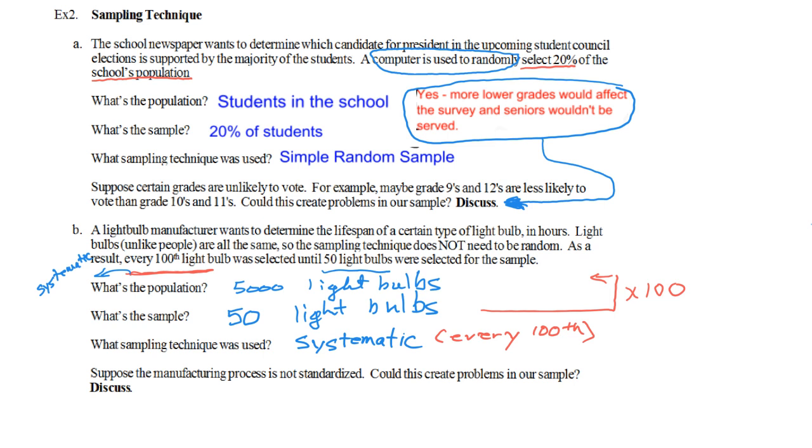Now, let's take a look at this last question here. Suppose the manufacturing process is not standardized. Could this cause a problem? When you hear the word standardized, they're saying if it wasn't standardized, it means that you couldn't possibly get every screw exactly the same.